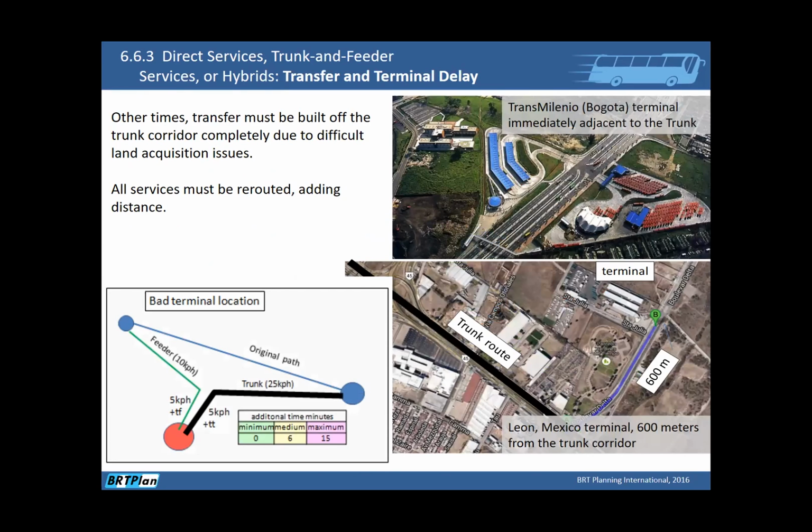And oftentimes you can't actually build your transfer facility directly on top of your BRT corridor. Here in Bogota in the upper right, there's a transfer terminal right on top of the corridor. That's an amazing location. It's also a depot right on the corridor, which is amazing. But often, as was the case in León, Mexico, they could only get the land about 600 meters off the corridor. So every trunk bus and every feeder bus has to go 600 meters out of its way twice to make that transfer happen.